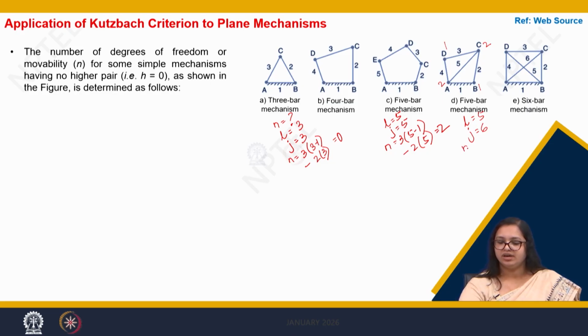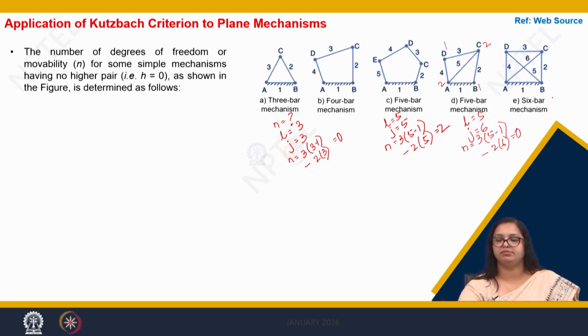So here again solving the equation, we have minus 2 into 6, which is equal to 0. So for this kind of 5-bar mechanism, our degrees of freedom is 0.